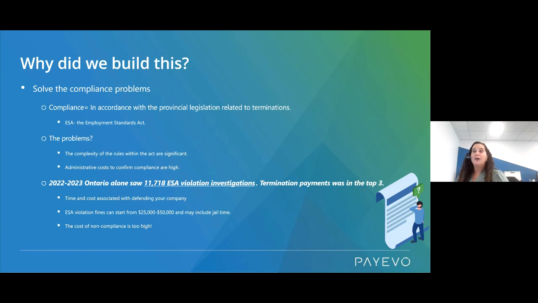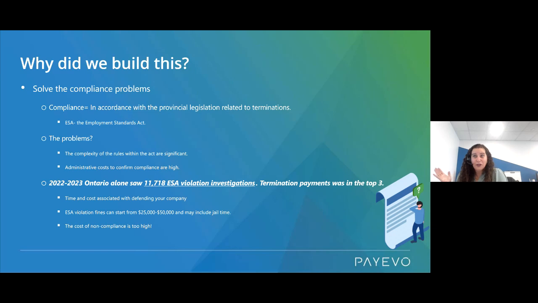This is all laid out in each province's Employment Standards Act. That sounds pretty simple, right? Doesn't sound like a problem. Well, being compliant is actually a very challenging thing, because provincial legislation related to terminations laid out in the Employment Standards Act is hard to read. I'm just going to be really plain about it. It is hard to read.